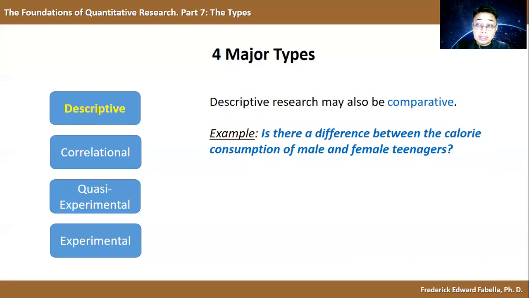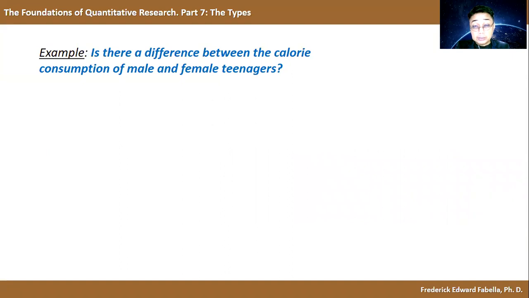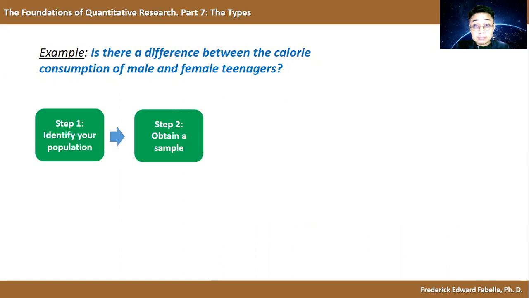Okay. Now, there is a descriptive type called comparative. Okay. And the example of a comparative question is this one. Is there a difference between the calorie consumption of male and female teenagers? Now, let's explore this example. Okay. If you want to come up with a comparative research design, this is what we can do. First, you identify your population. Next, you try to obtain a sample. Of course, you need to use a sampling technique. You may use stratified random sampling.